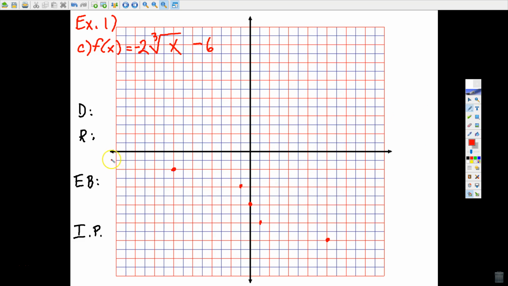So let's draw through them. So you can see the effect of multiplying by a negative number. Previously, our functions were doing this, but the negative makes a reflection. It causes it to flip over the x-axis. Okay, so domain, once again, all real numbers. Range, same thing.